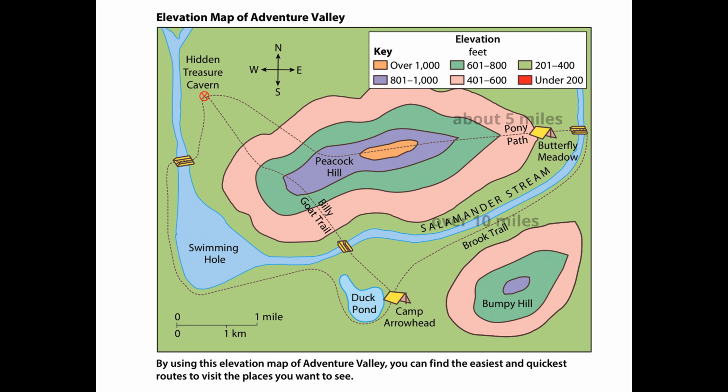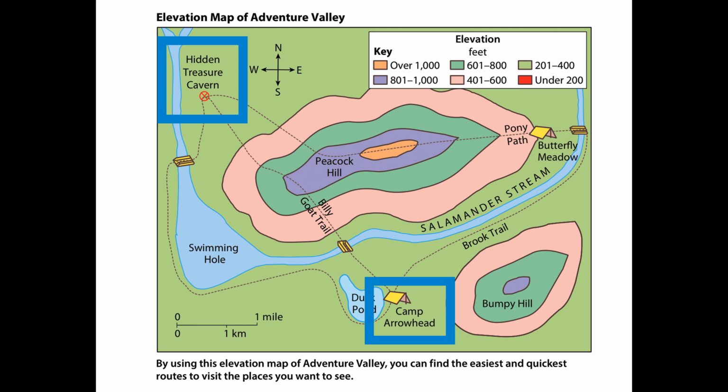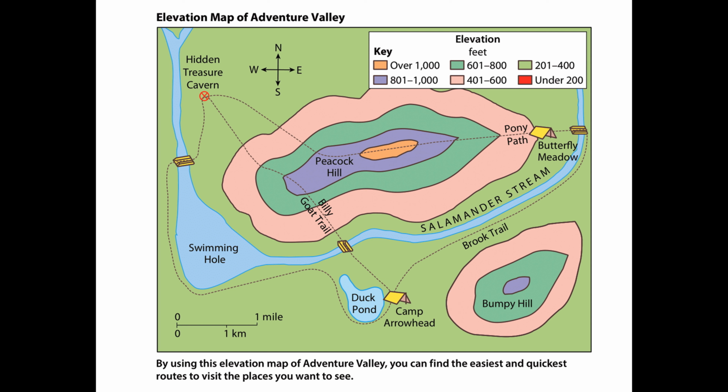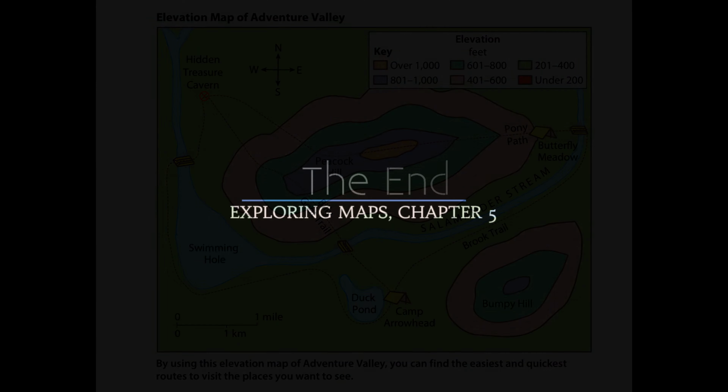You pick. After visiting Hidden Treasure Cavern, you plan to hike to Camp Arrowhead. Again, you have a choice of 2 trails. Which trail will you choose, and why? You can see why being able to read maps is so important.